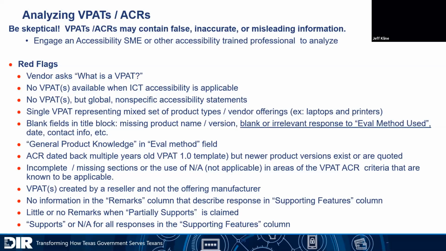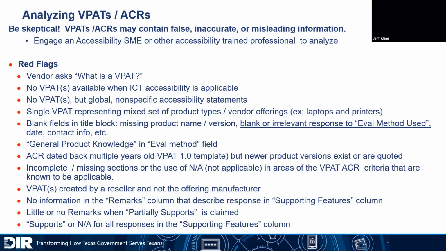Oh, we want to comply and we make every effort. Blah blah blah. That's not a VPAT. It's not valid. And then I've seen a single VPAT representing a mixed set of product types and vendor offerings. So I'm sorry, but a vendor can't put their whole portfolio under one VPAT if their portfolio consists of different kinds of products like laptops and printers and storage devices and mainframe. All of those families of products are going to need separate VPATs.